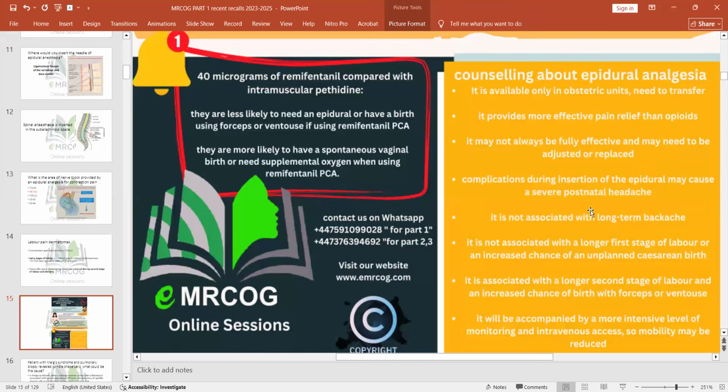Okay, he should know, for example, that epidurals are not associated with long-term backache. Epidurals are not associated with longer first stage of labor or increased chance of unplanned CS. Epidurals are associated with longer second stage, increased chance of birth with instrumental delivery.